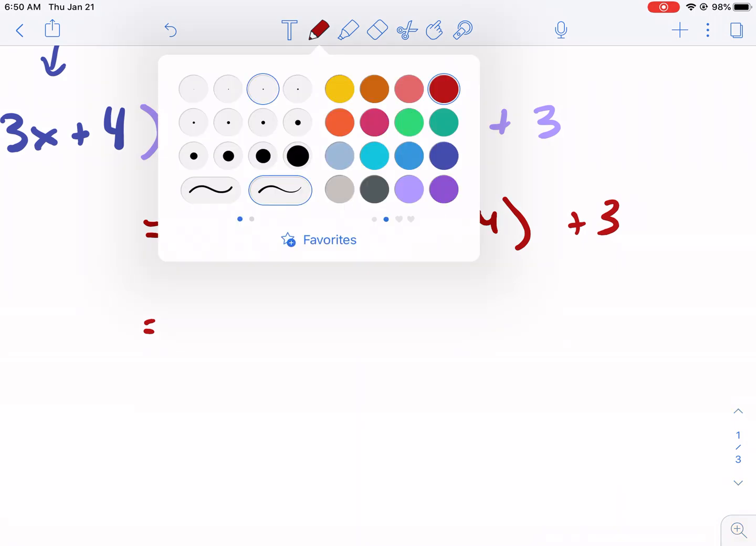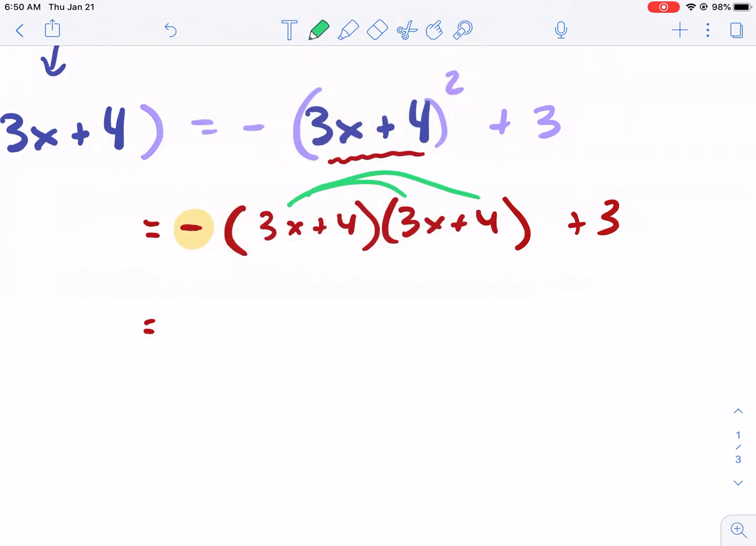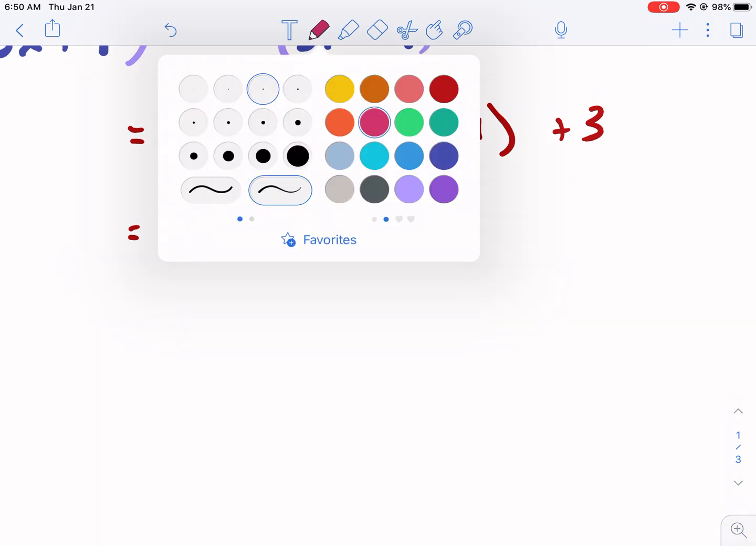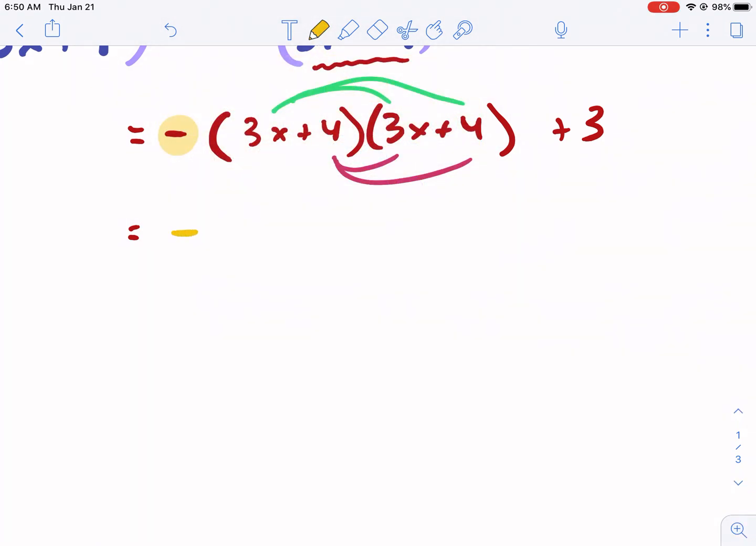What I'm going to do is I like showing the distribution like this. I distribute the 3x to both the 3x and the 4, and then I distribute the 4 to the 3x and the 4. What does that look like? Well, I'm going to keep this minus out in front. I'm going to keep these parentheses right here, this big parentheses, and I'm going to do this plus 3. I do the 3x times the 3x, I get 9x squared. 3x times the 4 gives me positive 12x. Then I have 4 times 3x. That gives me positive 12x. And then I have 4 times 4. That gives me positive 16.